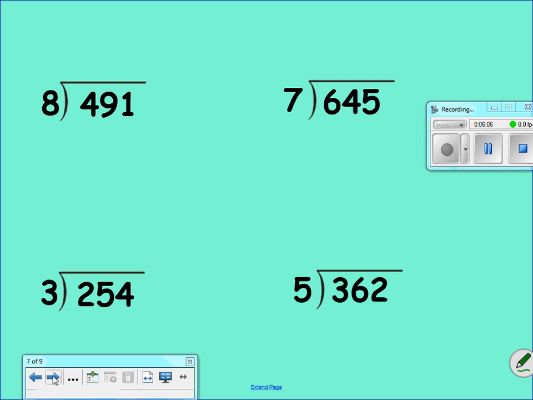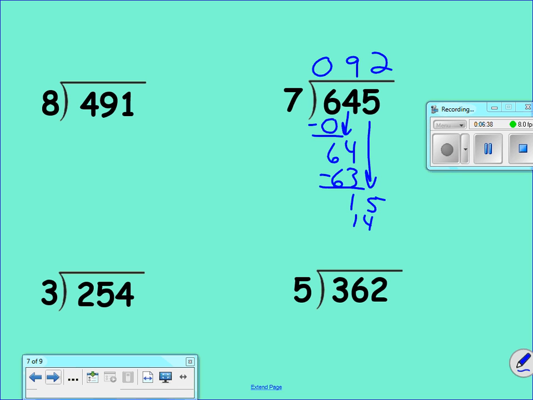Got some longer problems here. I'm going to do this one with the 7s. 7 goes into 6 0 times. 7 times 0, 0. And subtract, I got a 6, I've got a 4. How close can 7 get to 64? Well, I know 7 times 7 is 49. 7 times 8 is 56. 7 times 9 is 63. Keep in mind, 9 is the highest I can go. 7 times 9 is 63. Got a 1, bring down the 5. 7 goes into 15 how many times? That's twice. We get a 14, right? 1. So 1 comes up here for remainder 1. 92 remainder 1.